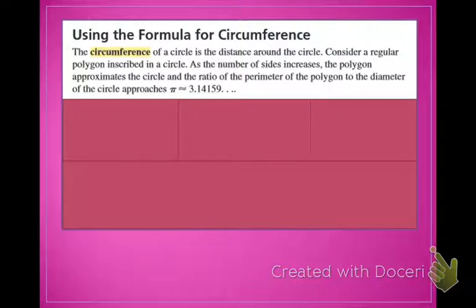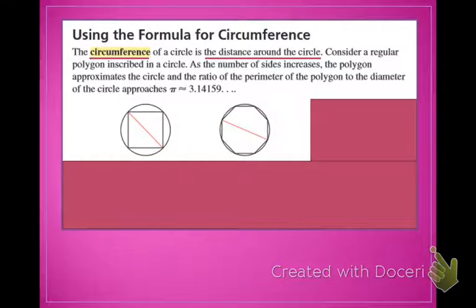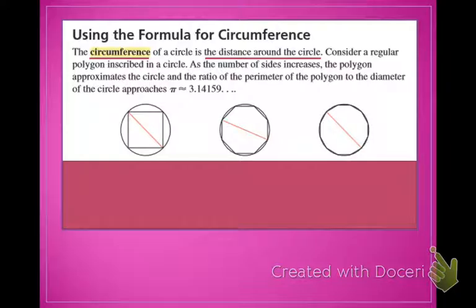Consider a regular polygon inscribed in a circle. What does inscribed mean? What does it sound like? Inside. So think about this. Here's a quadrilateral. It looks like a square. It is inscribed in a circle. As the number of sides increases, so 4 sides, 8 sides, what does it look like is happening to the polygon? It's getting rounder and rounder.